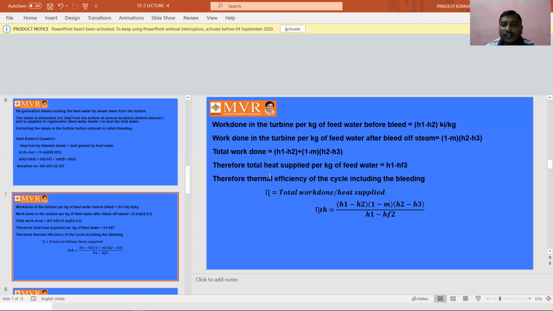Therefore, the thermal efficiency of the cycle including bleeding: efficiency is equal to total work done divided by heat supplied. The total work done is H1 minus H2 plus (1 minus m) into (H2 minus H3), divided by H1 minus HF3.